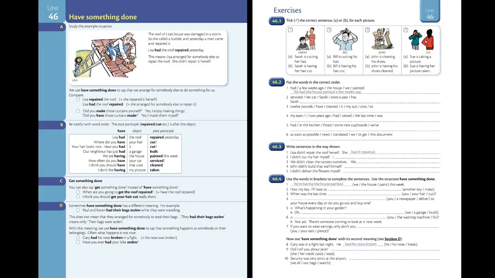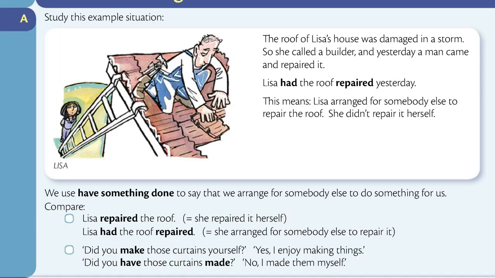Unit 46. Have something done. Section A. Study this example situation. The roof of Lisa's house was damaged in a storm. So she called a builder and yesterday a man came and repaired it. Lisa had the roof repaired yesterday. This means Lisa arranged for somebody else to repair the roof. She didn't repair it herself.